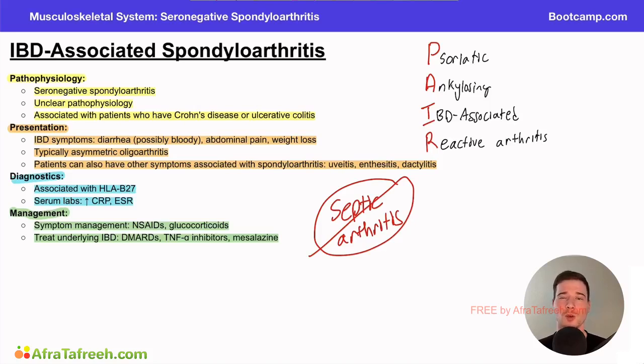So again, in this question stem, a patient comes in with potentially inflammatory bowel disease in addition to some non-specific joint pain. Some other associated things that this patient could have include the things right here. Uveitis, enthesitis, or dactylitis could be present as well on physical exam findings.